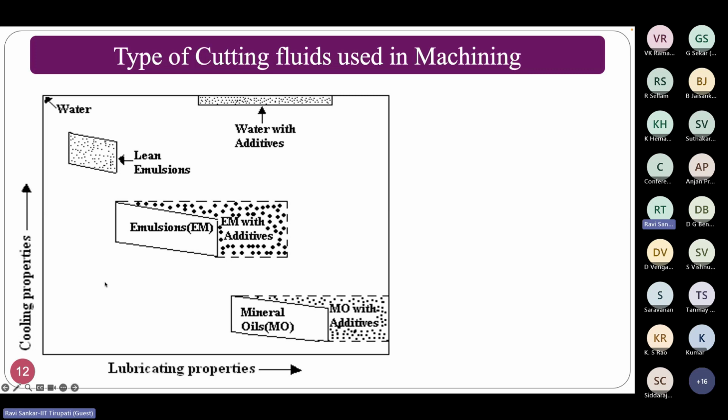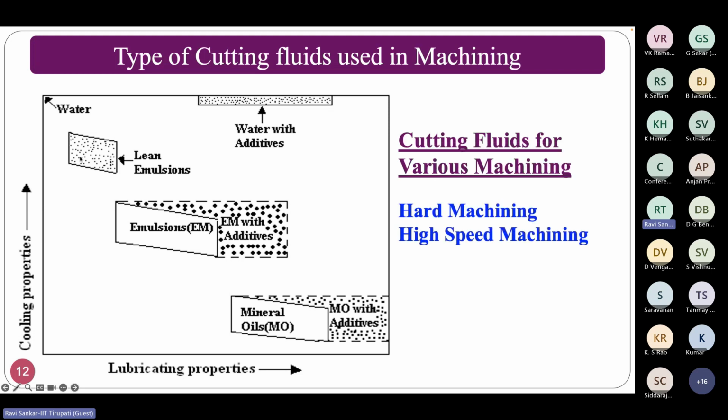In the other case, predominantly cooling properties are required. Let me tell you when these cutting fluids are required. For example, if somebody wants to do machining of hard materials, first hard machining, there you normally operate your machining conditions at very low cutting speed, low feed, low depth of cut. In those circumstances, most of the time you require lubrication, where friction is the dominating factor. That's why you go for lubricating characteristics, that is, mineral oil or mineral oil with additives.